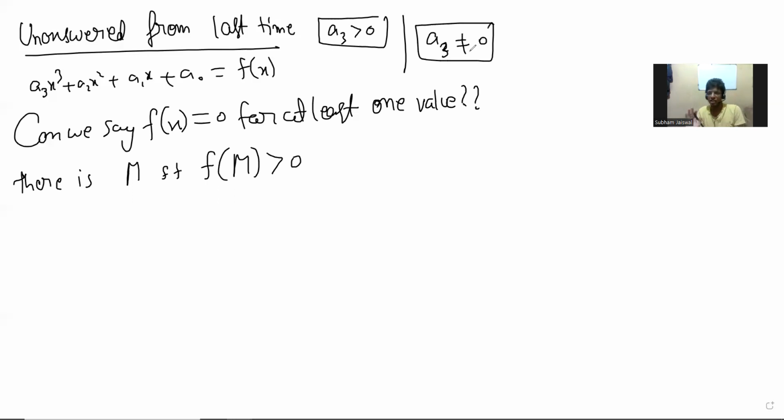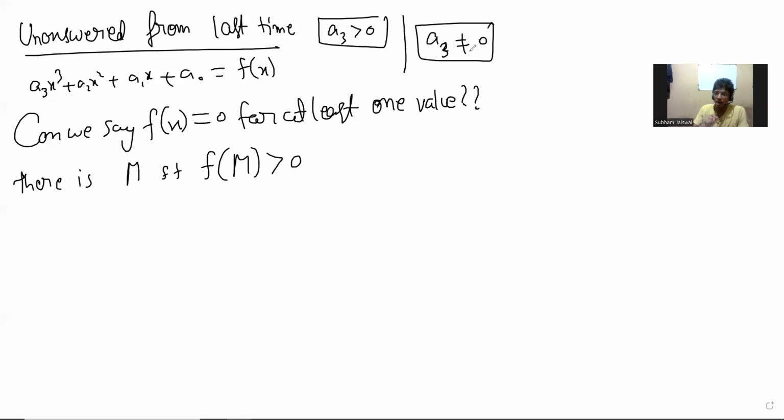Why am I assuming that a3 is not 0? Because if a3 is 0, then it is not an honest cubic. Then it becomes a quadratic. So the question is different, but I am trying to ask for an honest cubic. Because we've done this analysis with x cubed and so on, we want to use it. So a3 is not 0 is the assumption, whenever someone says it's a cubic. And we can assume it's positive, because if it's negative, you can multiply it by -1 to make it positive. It will not change whether it has a 0.